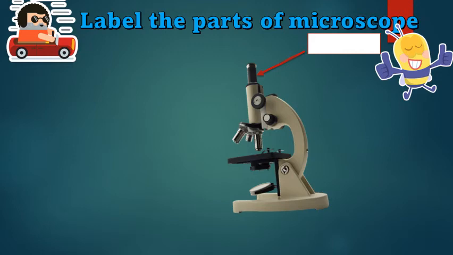So now let's begin with this one. What do you call this part of the microscope that can be seen at the uppermost, being pointed by a red arrow? We call it the eyepiece. How about this one? It is the one that connects the eyepiece and the objective lenses. It is the body tube.